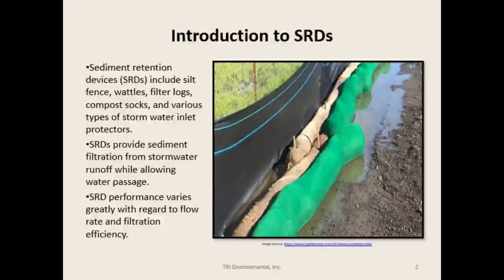Sediment retention devices, or SRDs, include silt fence, wattles, filter logs, compost socks, and various types of stormwater inlet protectors, and are a widely used BMP to provide sediment filtration in stormwater runoff while allowing water passage. SRDs are frequently selected without knowing if the device will be sufficiently effective in providing the desired balance between flow rate and filtration efficiency.